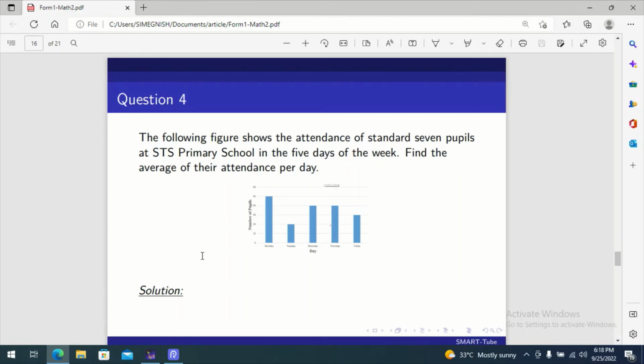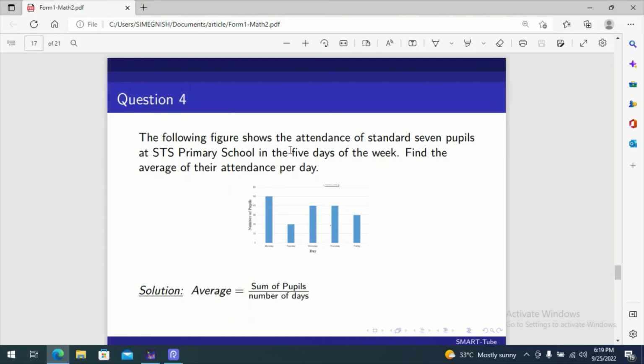So the first one is, you are given a figure which shows the attendance of standard 7 pupils at STS primary school in the 5 days of the week. Then you are asked to find the average of their attendance per day. So what does an average mean? The average is the sum of pupils divided by the number of days. So how many days do we have?